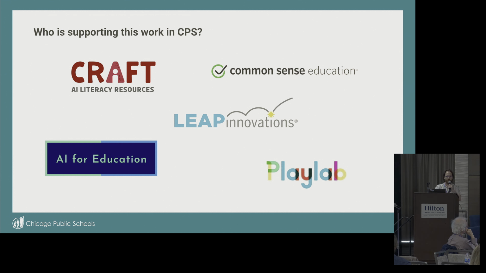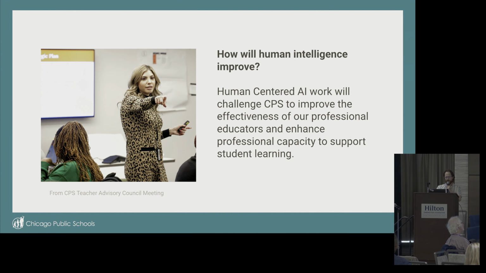There's a bunch of organizations that are already supporting us, already working with us. Those professional learning communities are being facilitated by folks from Stanford Craft and from AI for Education, for example. My first ask is that we ask, how will we humans, how will our intelligence improve? Is co-intelligence, like that famous Ethan Mollick book, even possible? And if it is, how do we make sure we build it and not something else?